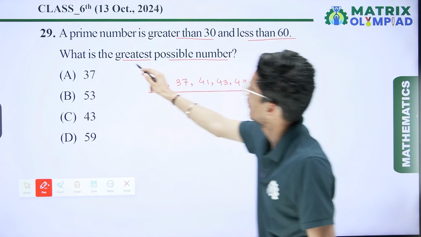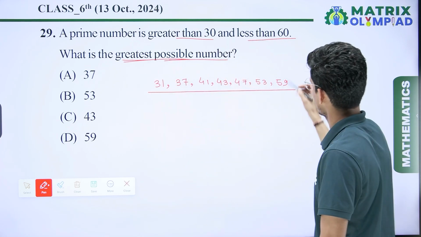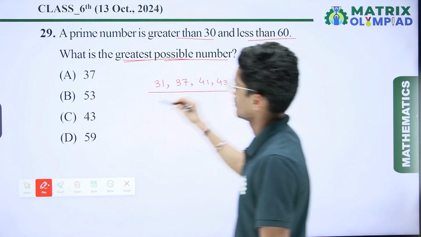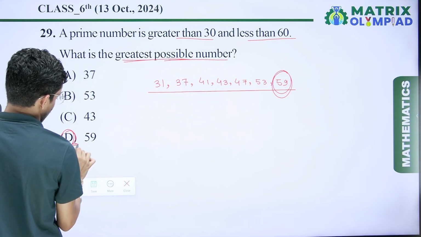So here we have to find the greatest possible prime number. For the greatest possible prime number I can say that 59. So check which option is correct. So here option number D is the correct answer over here.